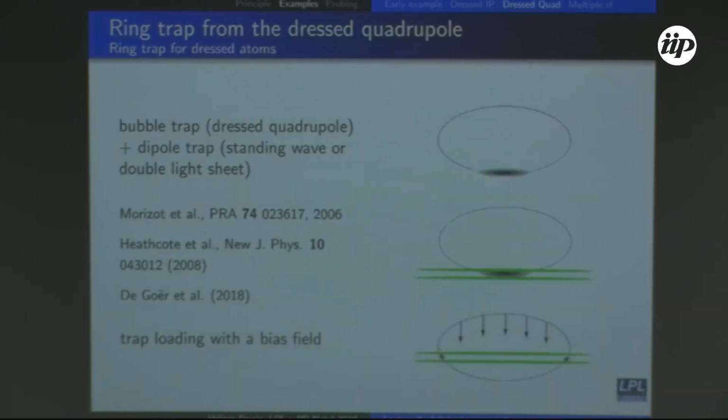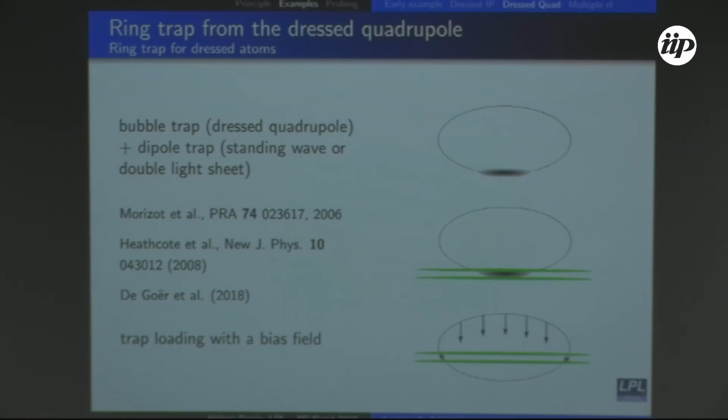Another thing you can build with these traps if you accept to add light. Okay, this has drawbacks also, but if you superimpose to the bubble 2 sheets of light which you choose blue detuned, so repulsive for the atoms, you can have the atoms confined in between these two, but they also have to be on the bubble. So they have to be at the intersection of a plane and a sphere, and this is a ring.